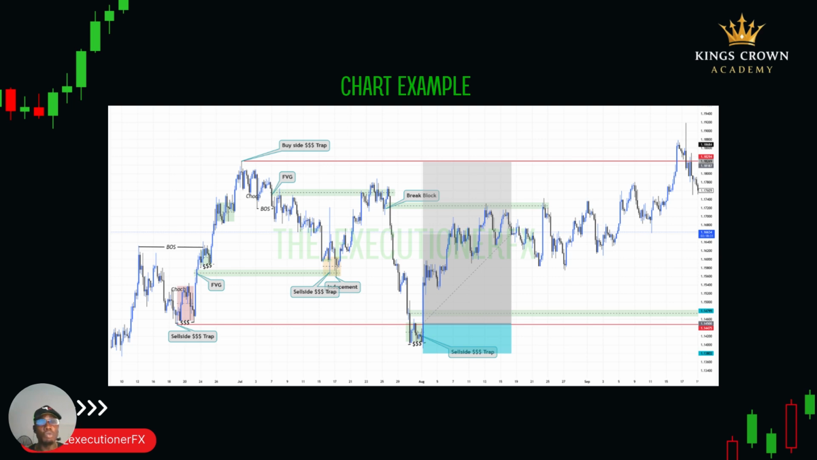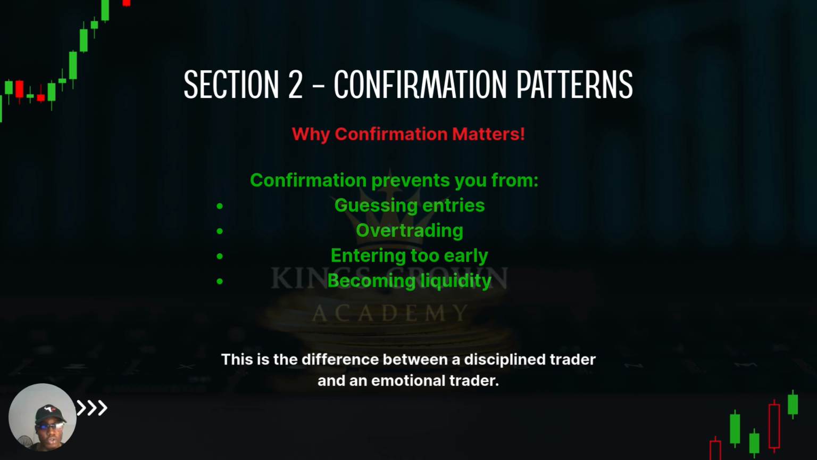Majority of the retail traders will be trapped in the fact that this looks like a sell, and then when the real move starts, they lose out. So this is a chart example. Look at how price came back and took out the sell side liquidity trap here, and also absorbed all of them before heading up. In a similar screenshot later in the lecture, I'm also going to show you a liquidity hunt. Now, the confirmation patterns.